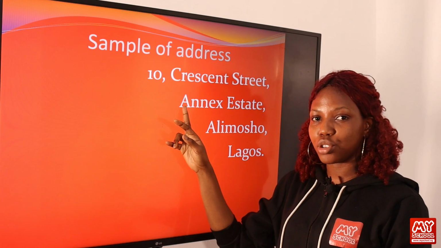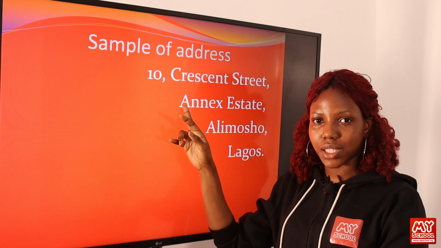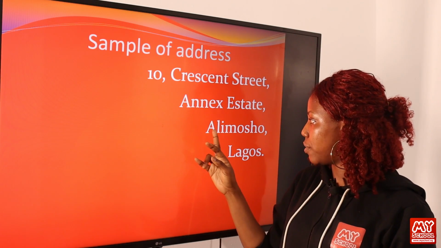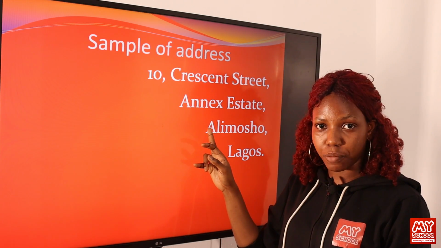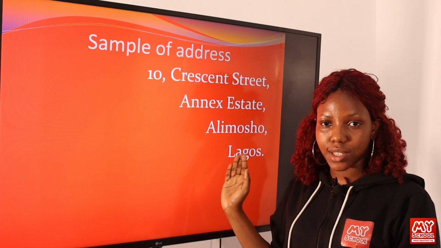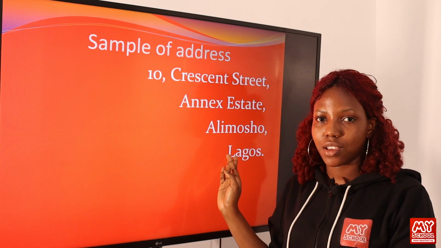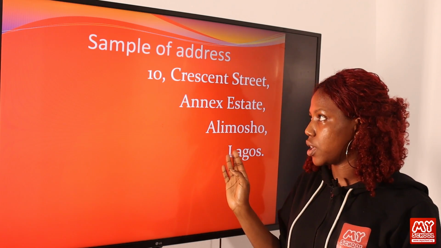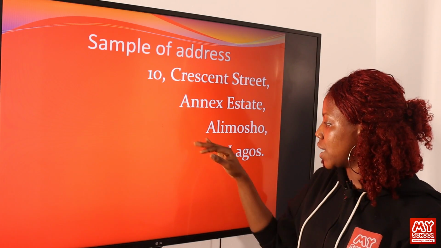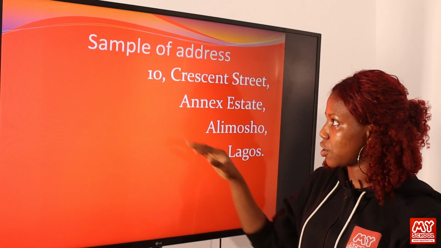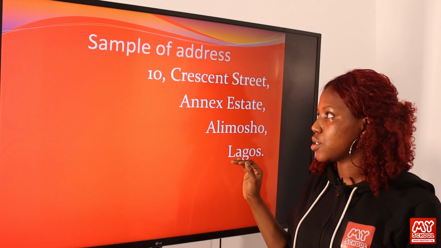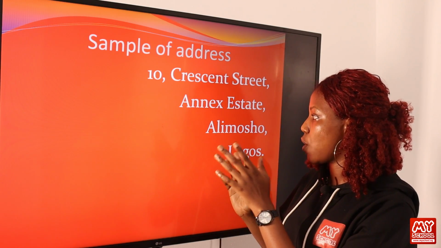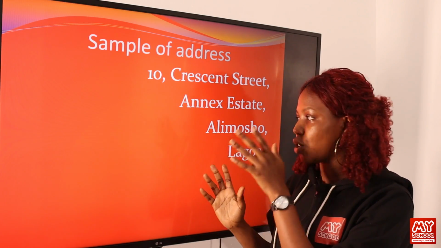If it's applicable to you, maybe your house is inside an estate, you need to write your estate too. And then you have the name of the local government, and then the city, Lagos City. If it's Abuja, you write Abuja. If it's Port Harcourt, you write Port Harcourt. So you can see the reason why this is called slanted, because it is actually slanted. So this is the slanted form. Please take note of the punctuation and take note of the capital letters or the uppercase.